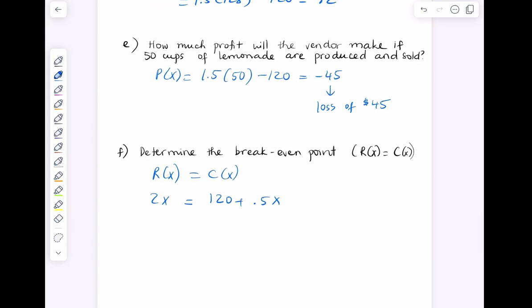Subtract 0.5x from both sides. We get 1.5x is equal to 120. We then divide both sides by 1.5, and that will give us 80 cups. What it means is if the vendor sells 80 cups, then he will not make any profit. But if he sells more than 80 cups, say 81 cups or above, then he will start making profit.